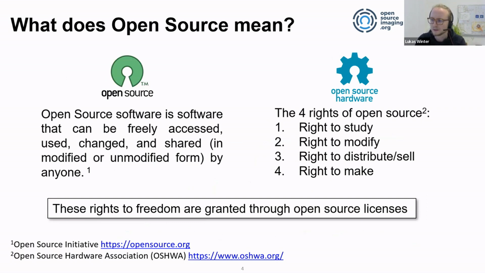So for open source software, which is a little bit more established, open source software is software that can be freely accessed, used, changed, and shared by anyone. And open source hardware similarly grants the 4 rights of open source, which is the right to study, the right to modify, the right to distribute and sell, and the right to make.